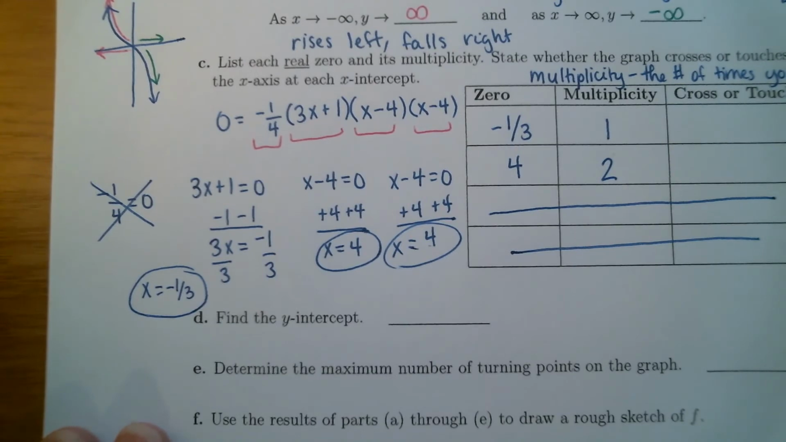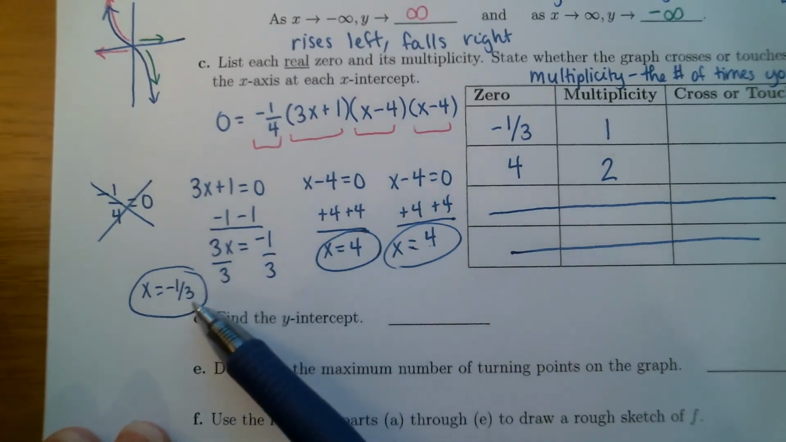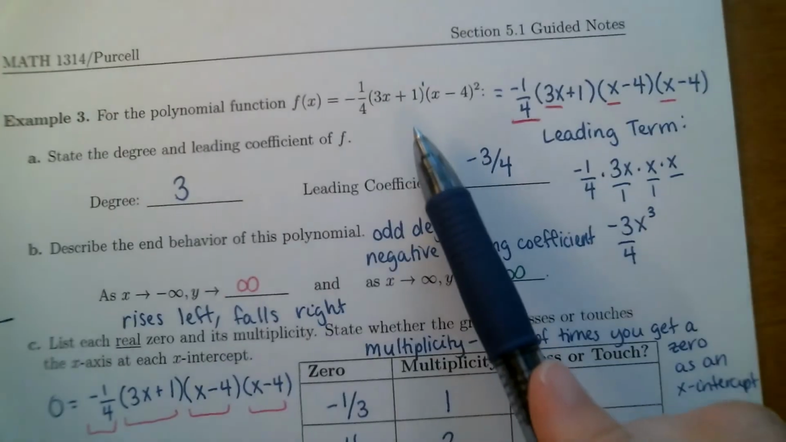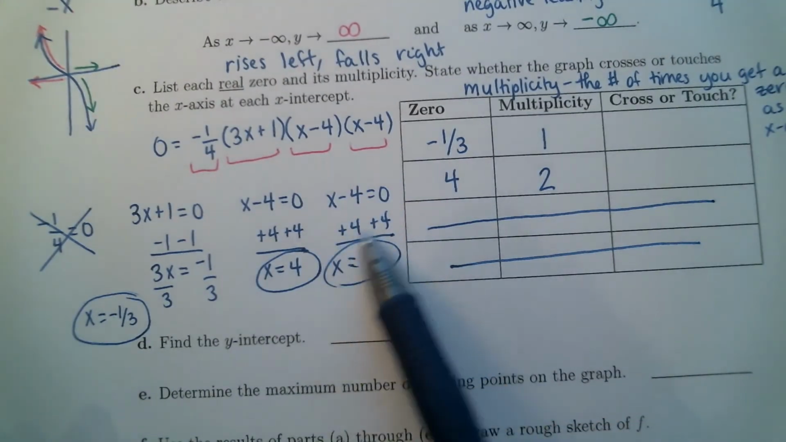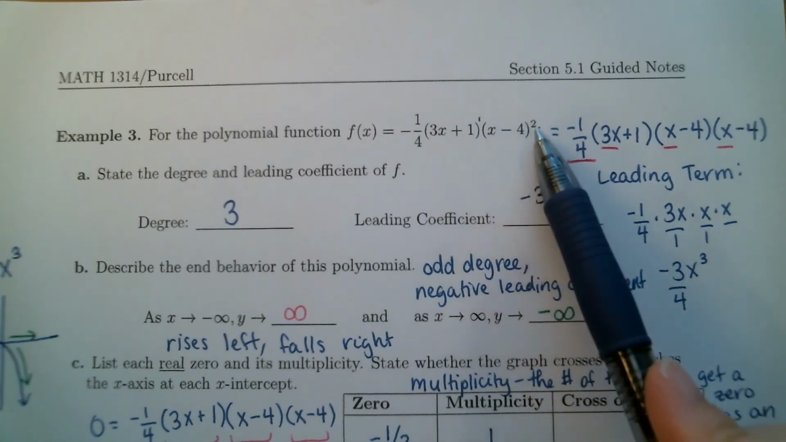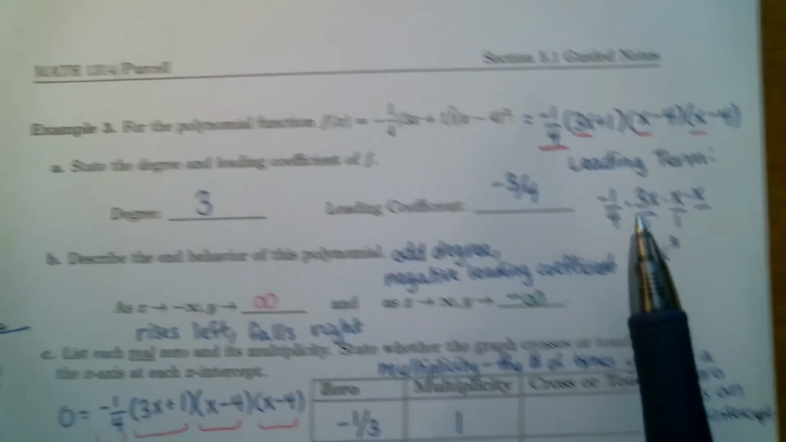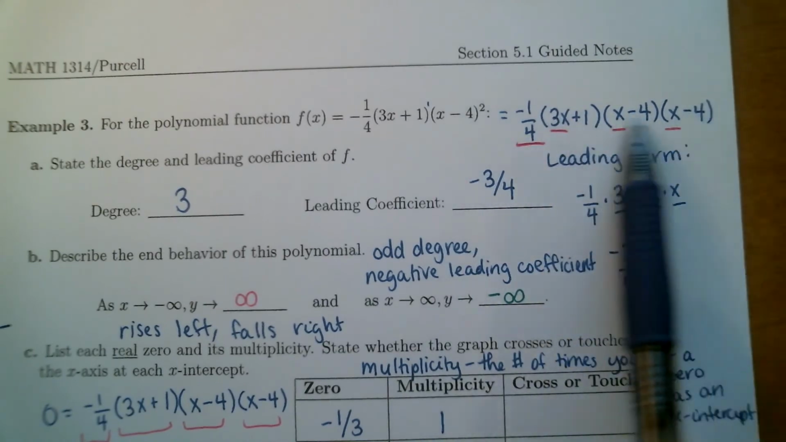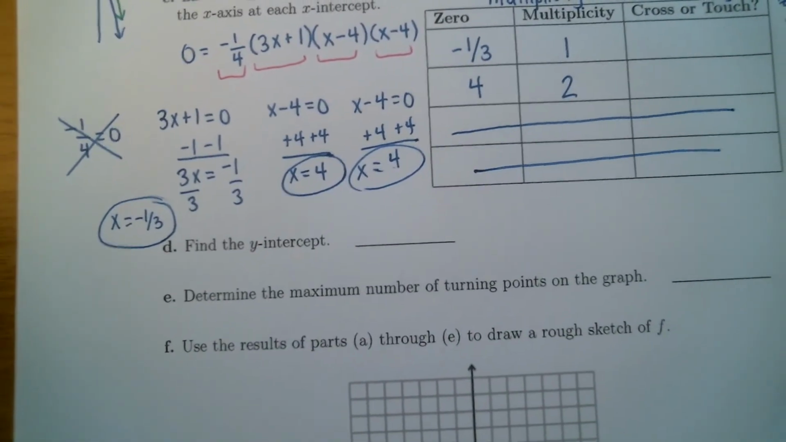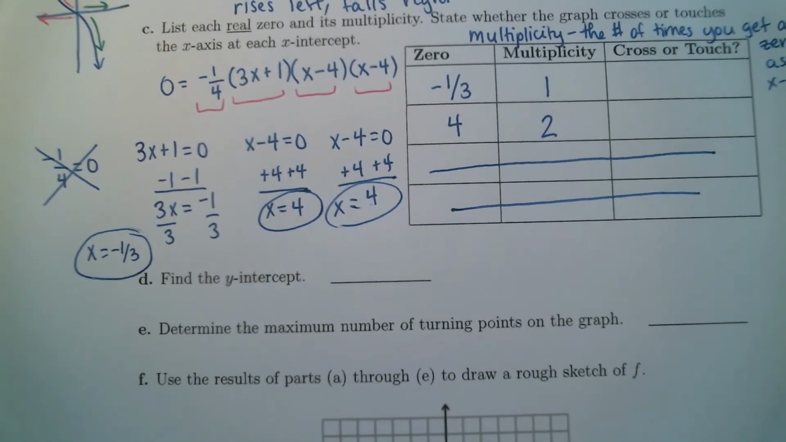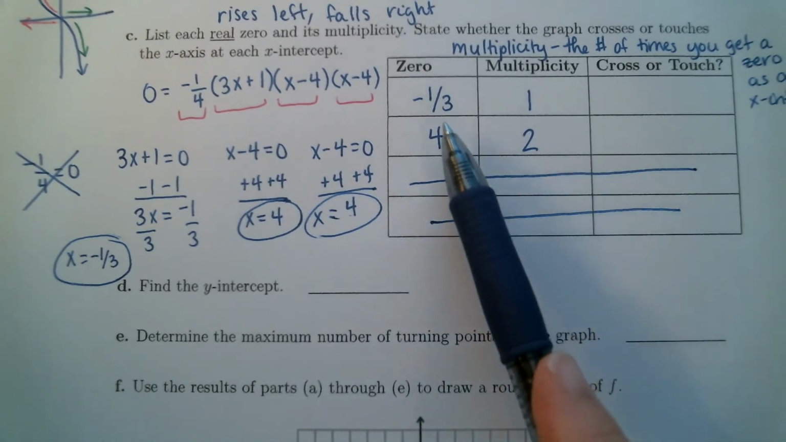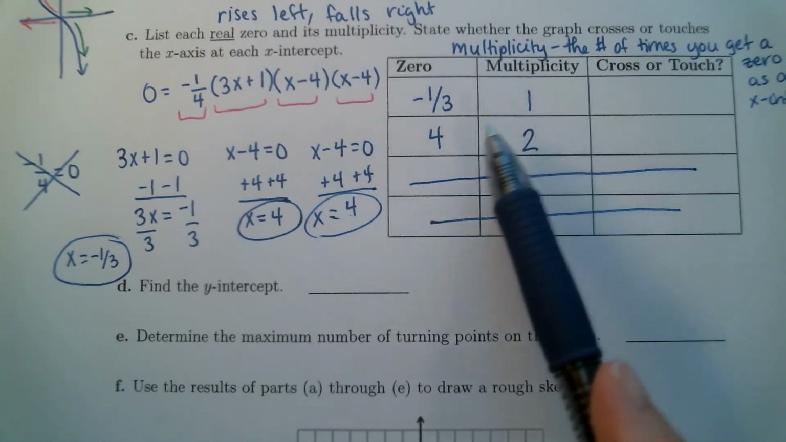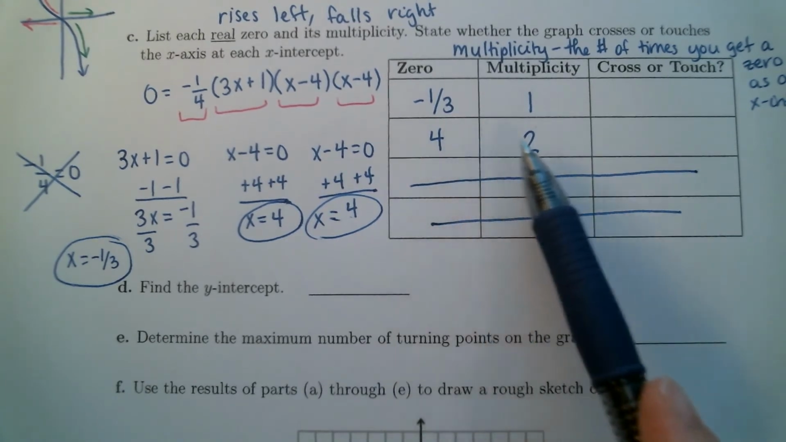Okay, so again, you can see it from the original formula. Negative 1/3 came from this factor, and the exponent on that factor is 1. And x equals 4, that 0 came from this factor, and the exponent on it is 2. You can think of it that way, but again, I prefer expanding it out like this, setting each factor equal to 0 and seeing how many times you get it as a 0. That is what the multiplicity is. So the x-intercept negative 1/3 has a multiplicity of 1. The x-intercept 4 has a multiplicity of 2.